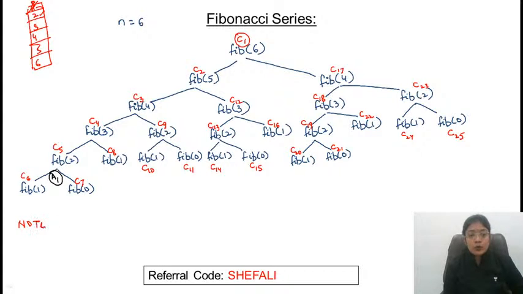Let me write one note here. Function calling sequence: if you look at this tree, this is a tree. So where did the call come first? To Fibonacci 6. What is this Fibonacci 6? This is the root of the tree. Yes? So the first call was on the root node. After that, it is going to explore the left subtree.